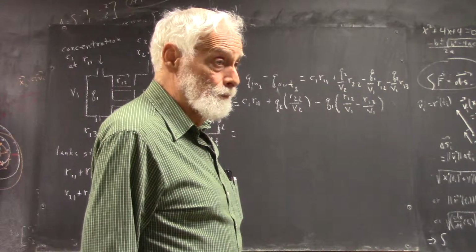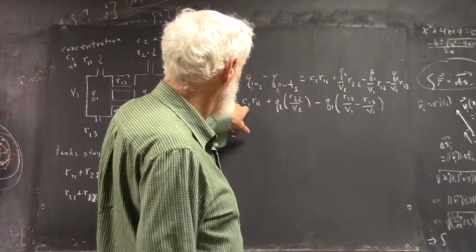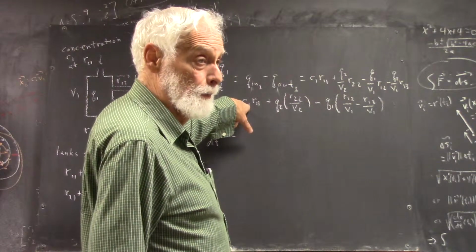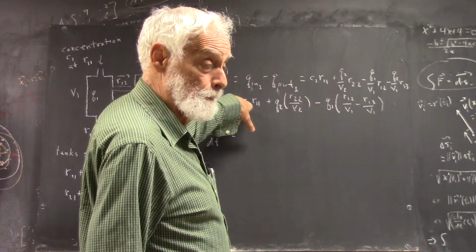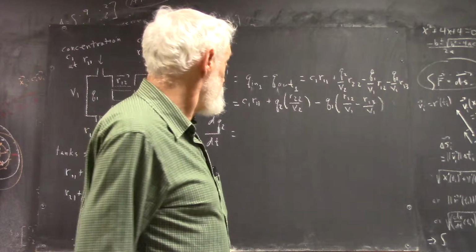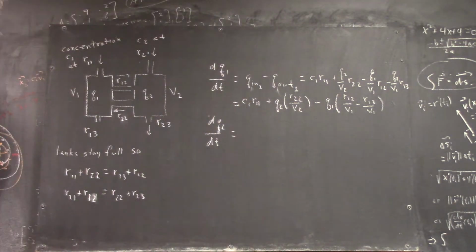Okay? Now that differs because before all we had was multiples of Q1 and Q2. This is going to turn out to be a non-homogeneous term, as we'll see when we set up the matrix equation. Okay? So we have a non-homogeneous equation. Okay, we'll go ahead and write the expression for the rate of change of Q2.